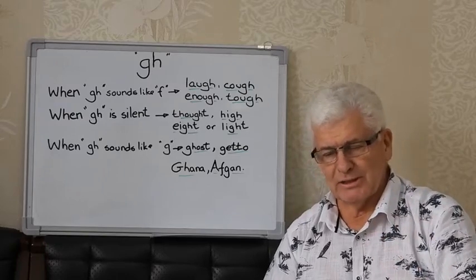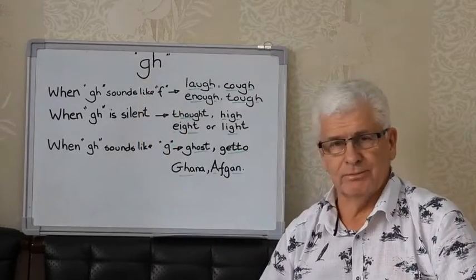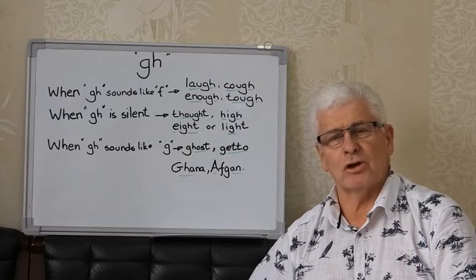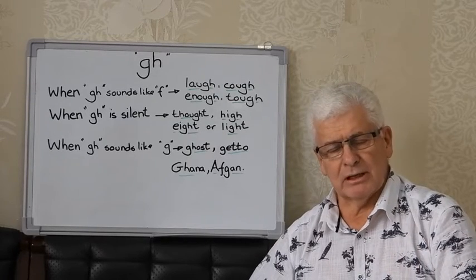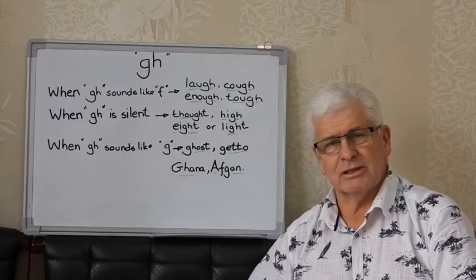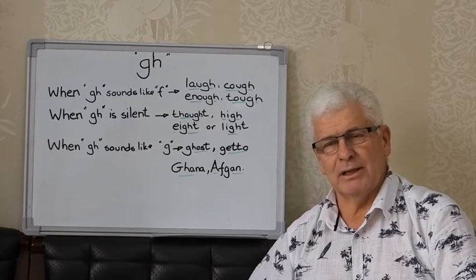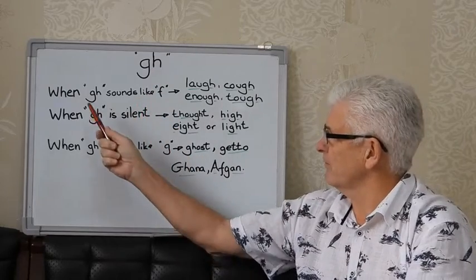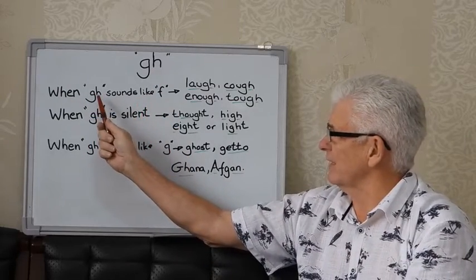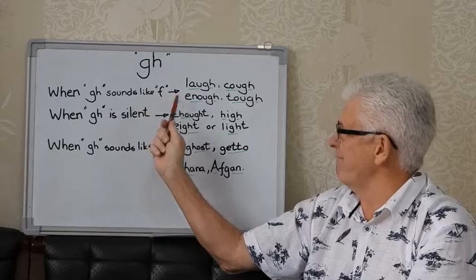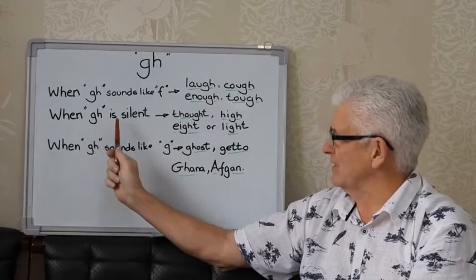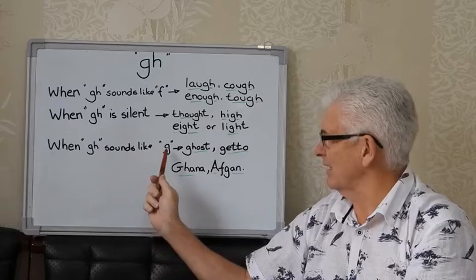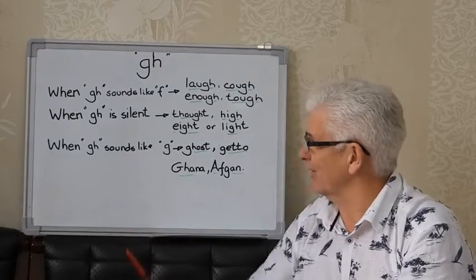Today we're going to do a lesson about GH. Two letters in the English language that confuse a lot of people. There are three little parts to this lesson. Just listen carefully and you'll be away with it in no time at all. So GH. When it's GH, it sounds like an F. When GH is silent. When GH sounds like G. Okay?